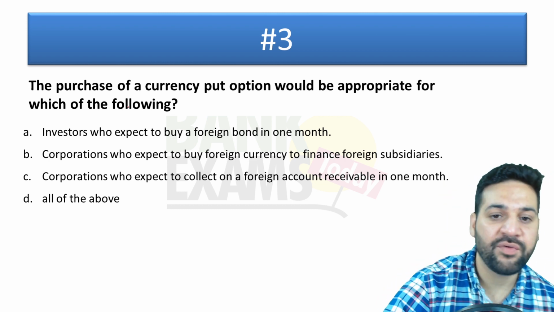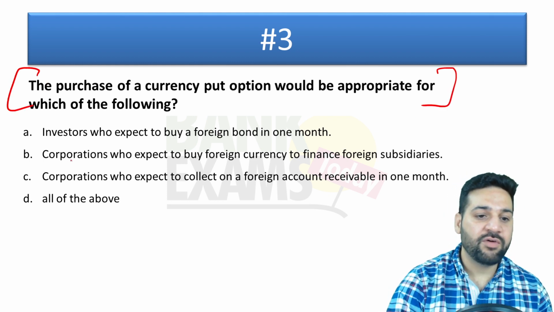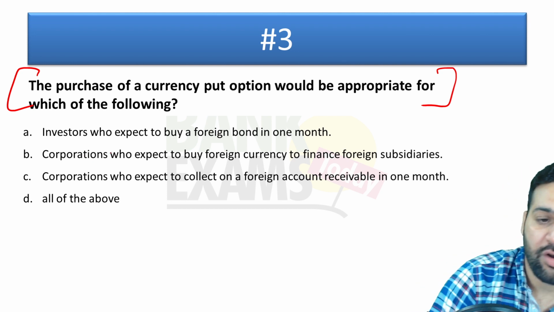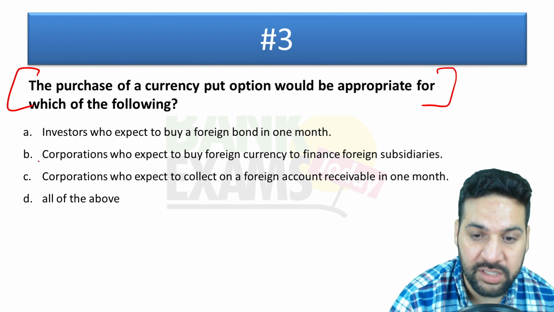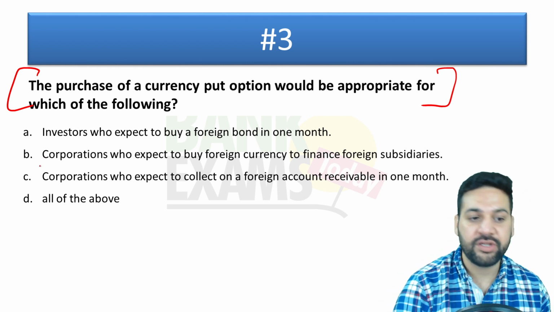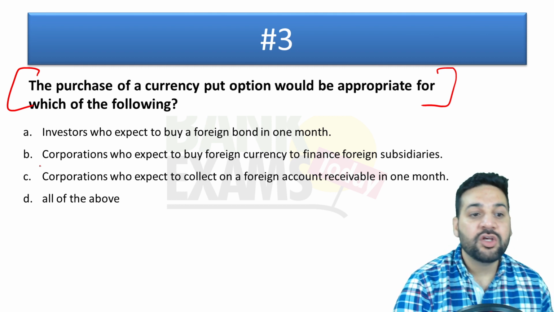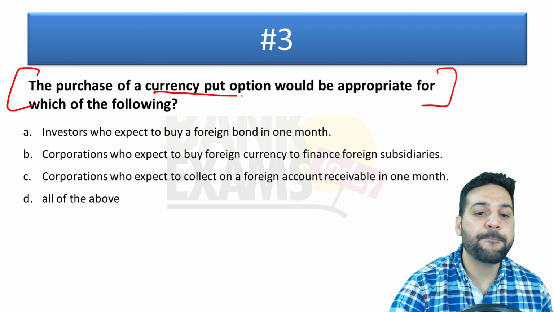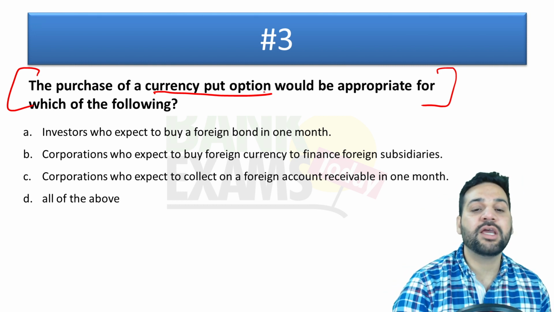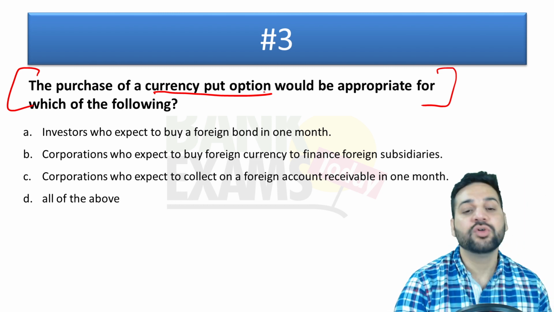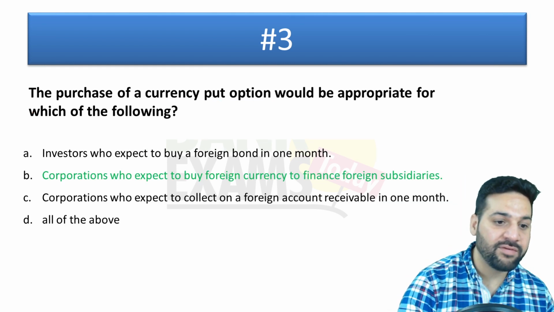The purchase of a currency put option would be appropriate for which of the following? An investor who expects to buy a foreign bond in 1 month. A corporation who expects to buy foreign currency to finance foreign subsidiaries. A corporation who expects to collect foreign accounts receivable. So what you are doing is buying a right to sell the foreign currency. Which of the following is correct?